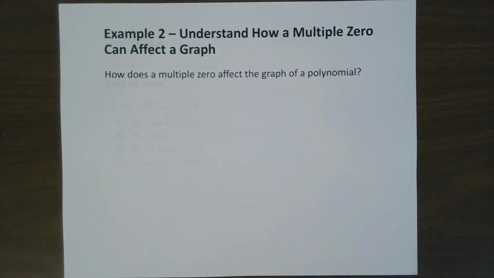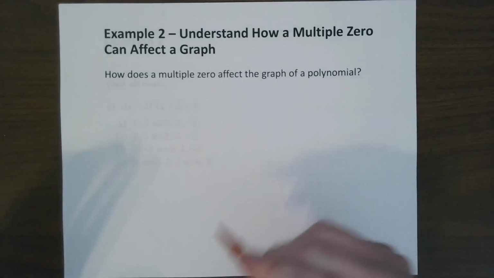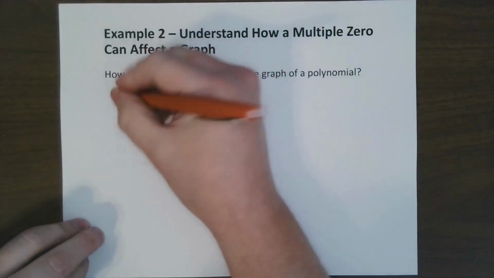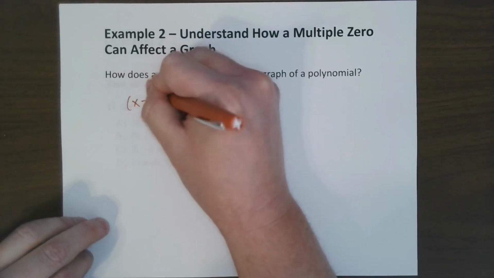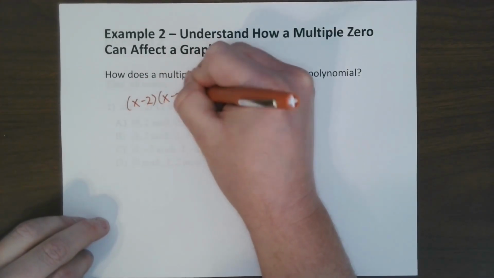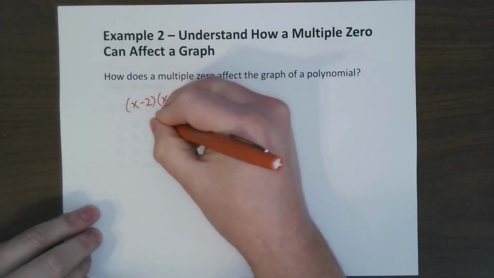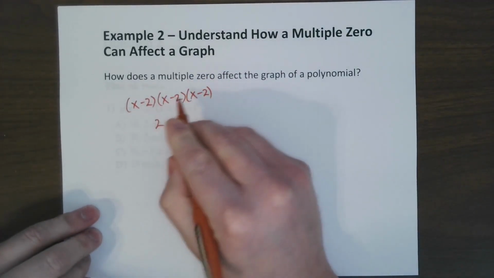Okay, so sometimes we'll have multiple zeros. A multiple zero is basically where it crosses the x-axis in a certain way. It's either going to bounce off or it's going to go through in a curve. So let me show you what I'm talking about. If I have x minus 2, x minus 2, x minus 2, we only have one zero, which is 2. But we have 3 multiples of it.